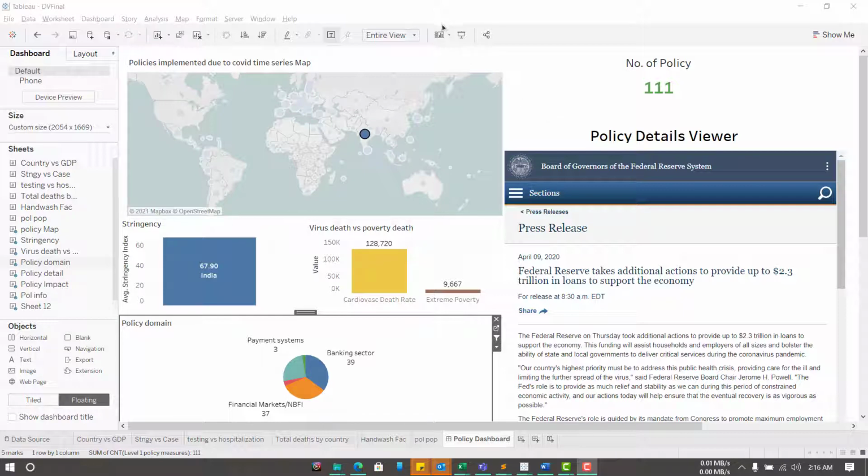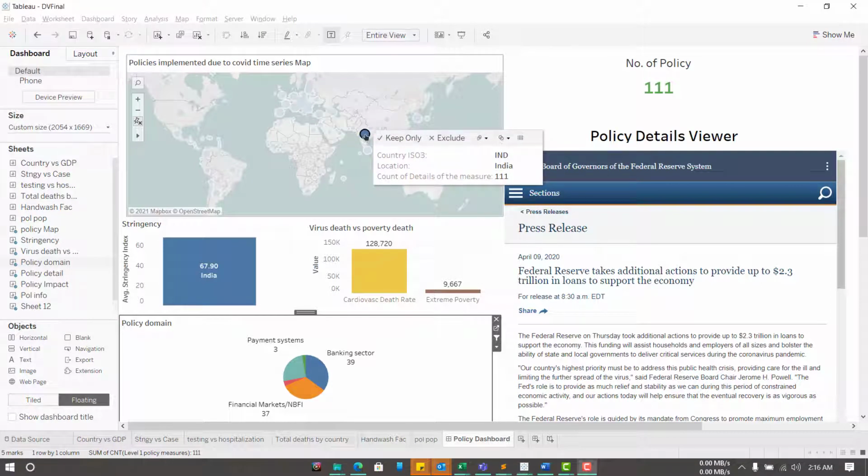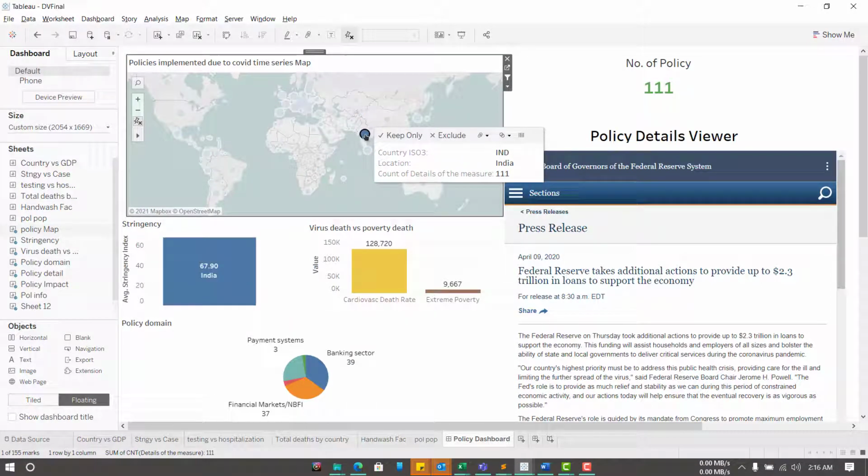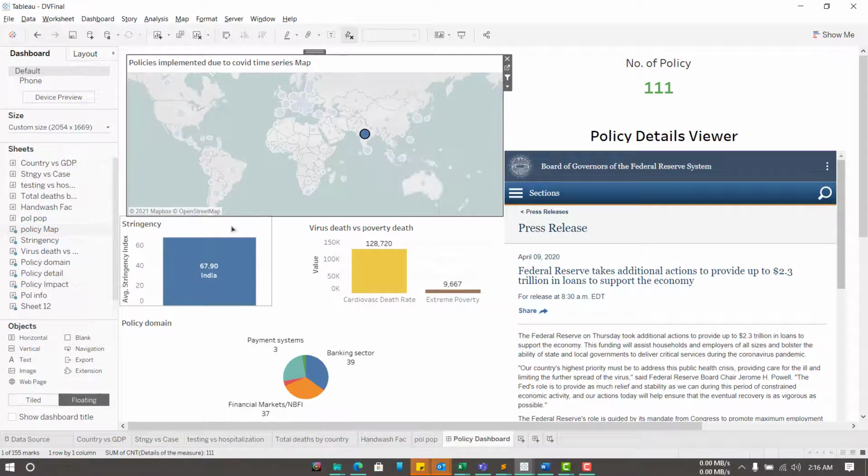So, for example, if we take one case, say, I would like to know more about the policies employed by India. So, I would first click on India, and the first information I can see in front of my eyes is the stringency and the virus related versus poverty deaths. So stringency speaks about what is the stringency index of India.